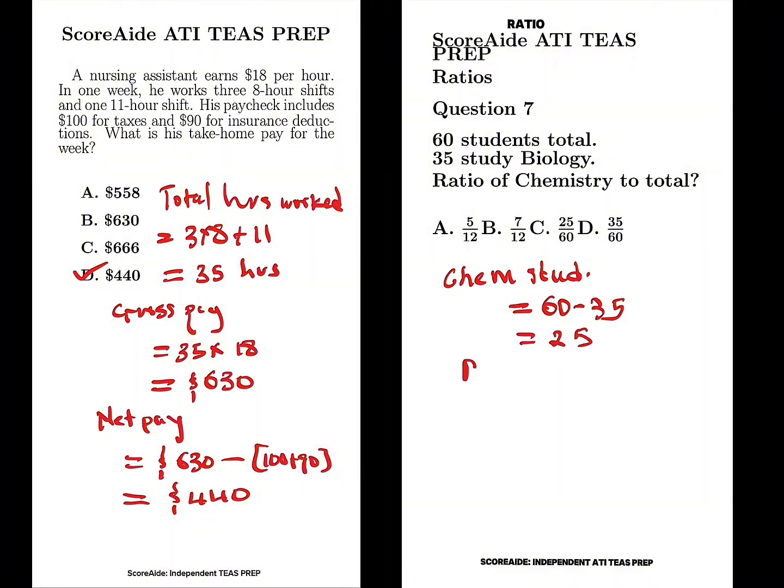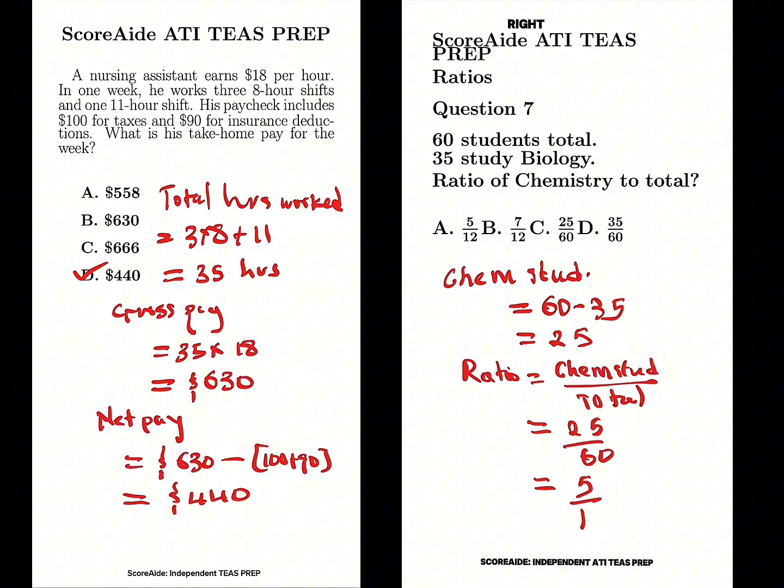Now, the ratio is going to be what? The chemistry students all over the total number of students, which is going to be equal to 25 over 60, which is equal to 5 over 12, right? 5 over 12. So the answer is going to be A, right? Easy peasy.